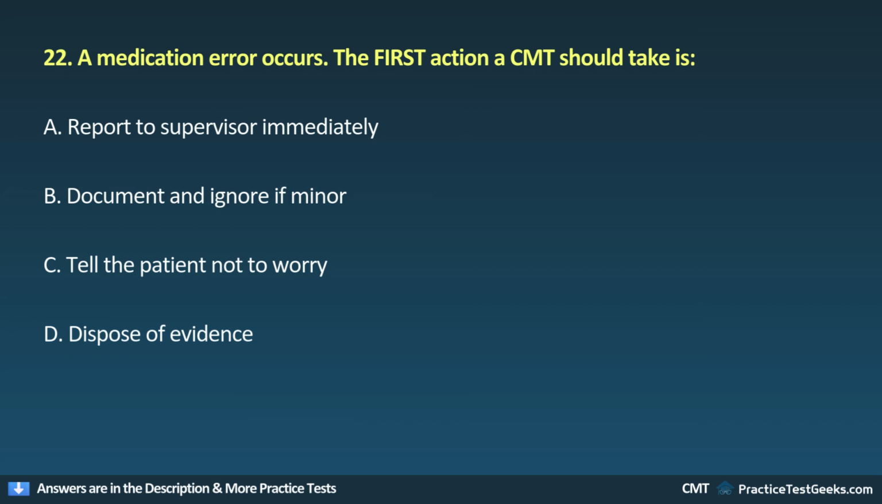22. A medication error occurs. The first action a CMT should take is: A. Report to supervisor immediately. B. Document and ignore if minor. C. Tell the patient not to worry. D. Dispose of evidence.